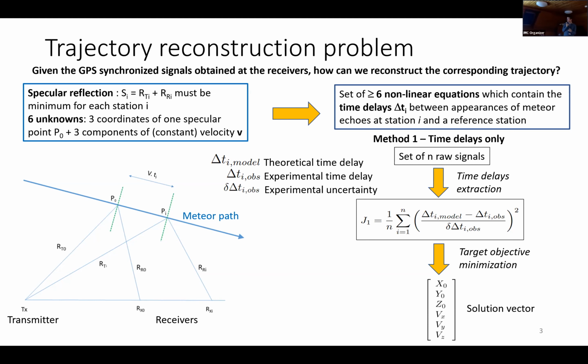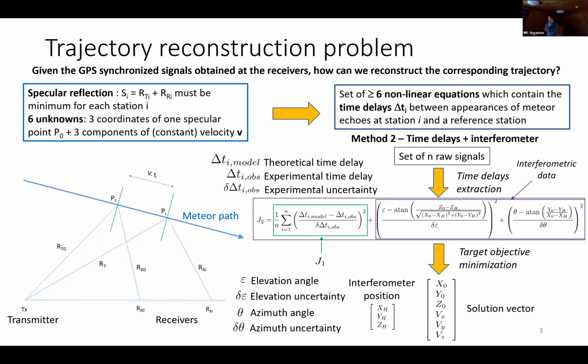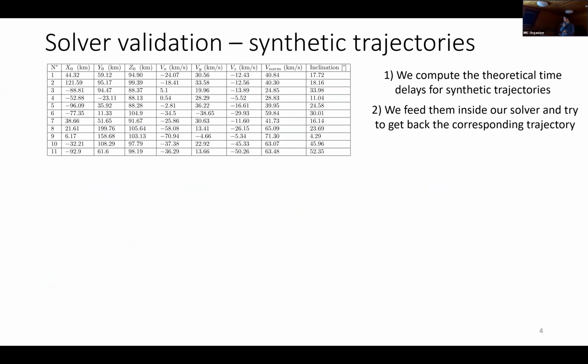So this is method 1, no interferometric data, while method 2 minimizes this awful target objective, where you have 3 terms. The first one is the same as before, so it tries to minimize the time delays, and the other 2 use the information we have at our interferometer, which gives information both about the elevation angle of the incoming signal and the azimuth angle. Again, we put that into a solver, and that gives us our trajectory. So this is what I implemented.